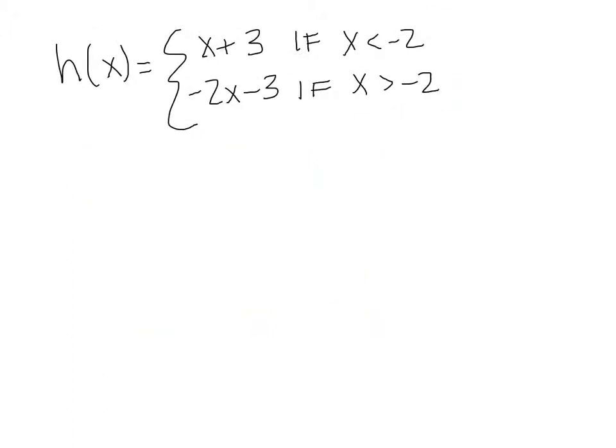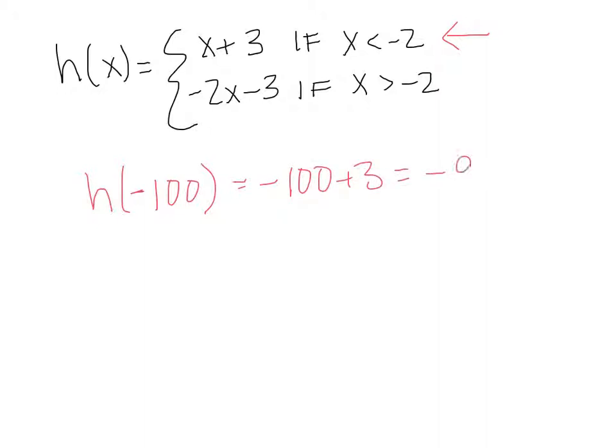So this is the last example, I promise. I just want to look at a couple more places where we might be tricked. Let's use this function h, and we're going to do some evaluating with h. Let's find h of negative 100. So now we have to think about which part includes negative 100. X is less than negative 2, or x is greater than negative 2. Well, negative 100 is less than negative 2, so we're going to use the first function. So h of negative 100 is negative 100 plus 3, which is negative 97.